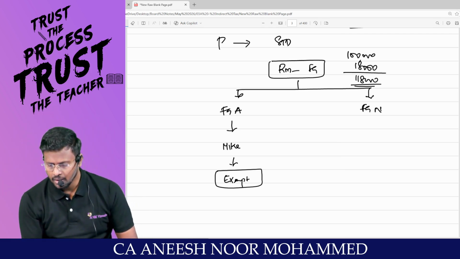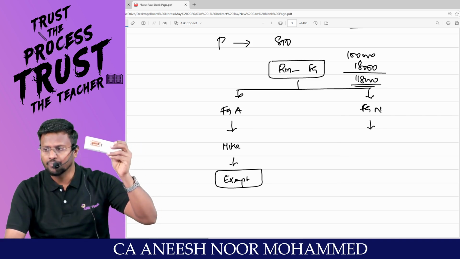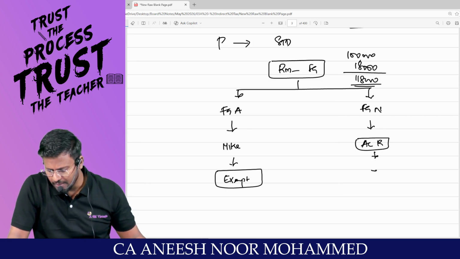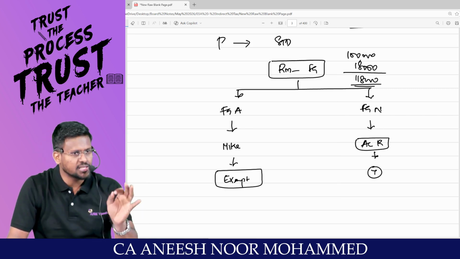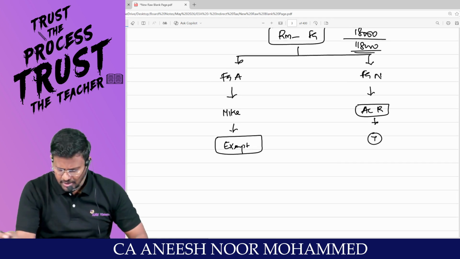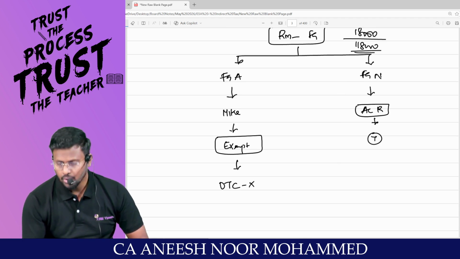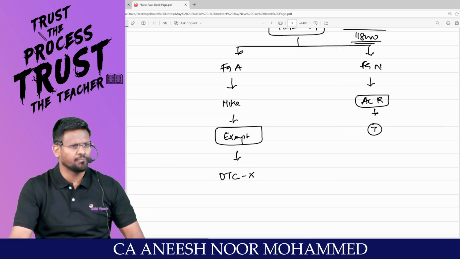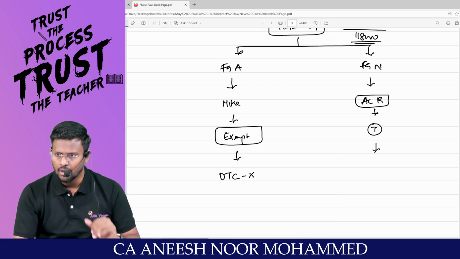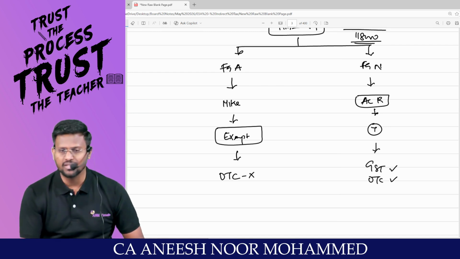Whereas this finished good N is the AC remote. My dear lovable students, this is taxable. That means this is not covered in section 11. Are you all really with me? When you sell the mic, will you collect output tax? No, sir, because it is an exempted product. When you sell the AC remote, will you collect GST? Yes, sir. That means you will be collecting output tax.